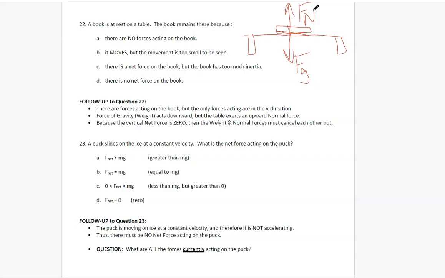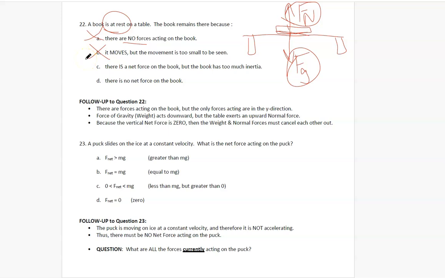Are there any other forces on the book? Well, it's not moving to the right. There might be an applied force to the right, and there might be a frictional force to the left, but there's no mention of it. It's just sitting there at rest on the table. These are probably our only two forces on it, and they balance each other out. So it's not that there are no forces, because we know there's at least a weight force, and if there's a weight force, there's probably a normal force to balance it. So that can't be right. It moves, but the movement's too small to be seen. Well, there's no mention of movement. It says at rest. At rest means no movement, so that's out.